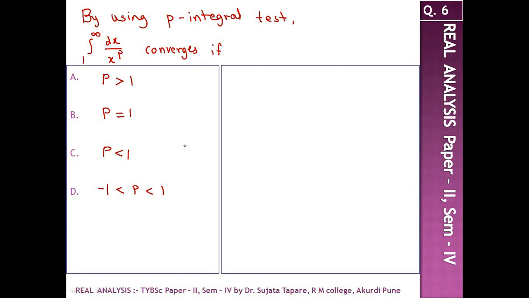By using the p integral test, the integral from 1 to infinity of dx upon x raised to p converges if, now as it is an improper integral of the first kind, it converges if p is greater than 1. So the answer is A. By using the p integral test, the integral from 0 to 1 of dx upon x raised to p converges if, now it is an improper integral of the second kind, so it converges if p is less than 1. So the answer is C.